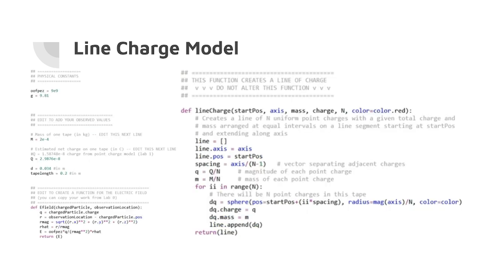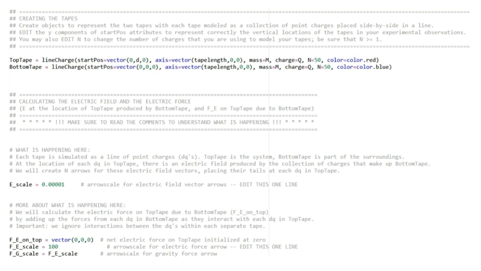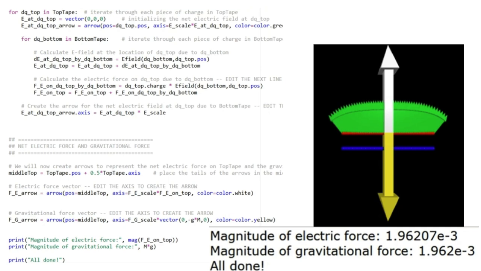And then this is the line charge model, where we treated it as a bunch of different points on an axis. So I chose n to be 50, so we're basically looking at 50 different point charges and all of their interactions instead of just one point charge on the tape. And then this is just the rest of the starter code to create this picture on the right.